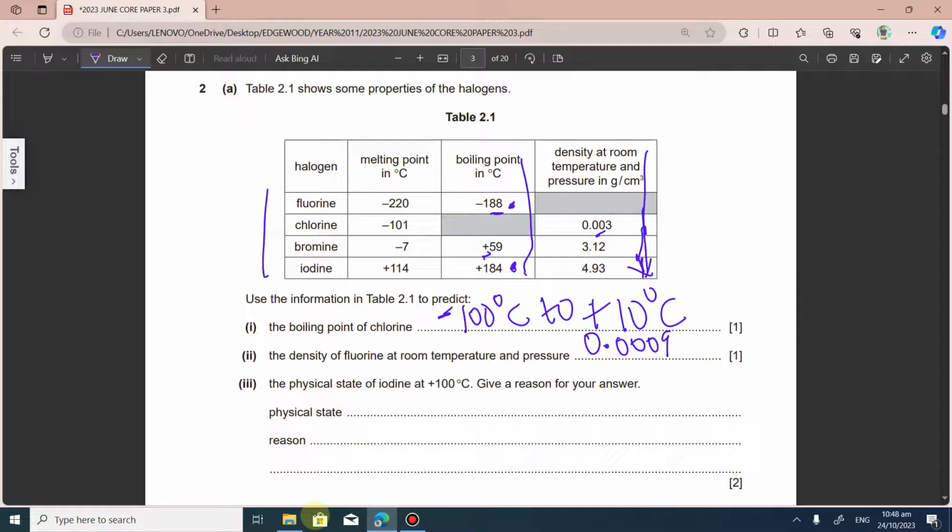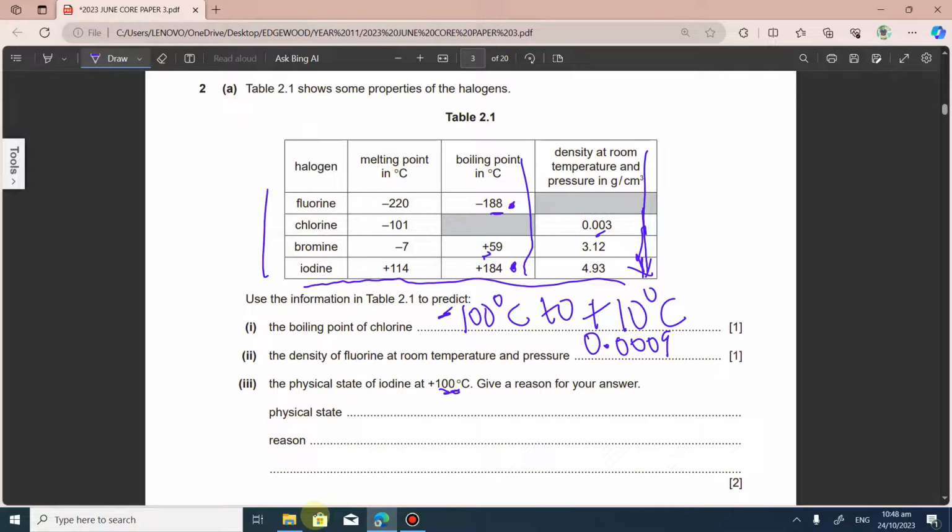All right. Now, the next question, the physical state of iodine at plus 100 degrees Celsius. So we are asked to predict the physical state of iodine at plus 100 degrees Celsius. So what information can we get from the table? Let's look at information about iodine here. It has a melting point of plus 114, it has a boiling point of plus 184, and it has a density of 4.93.